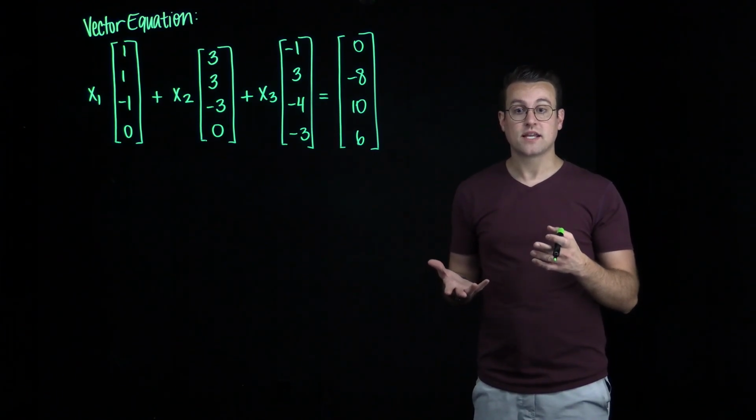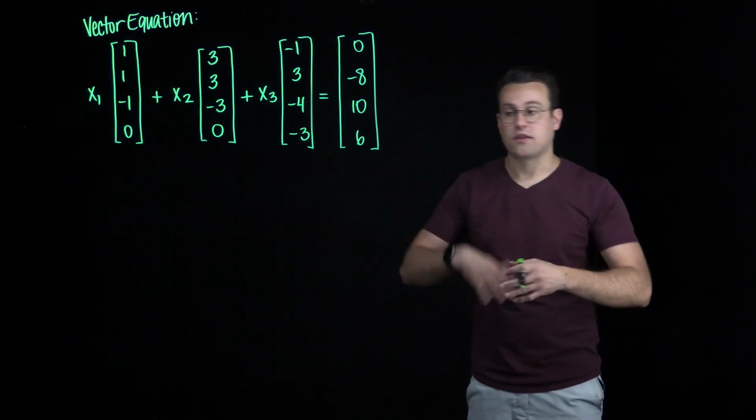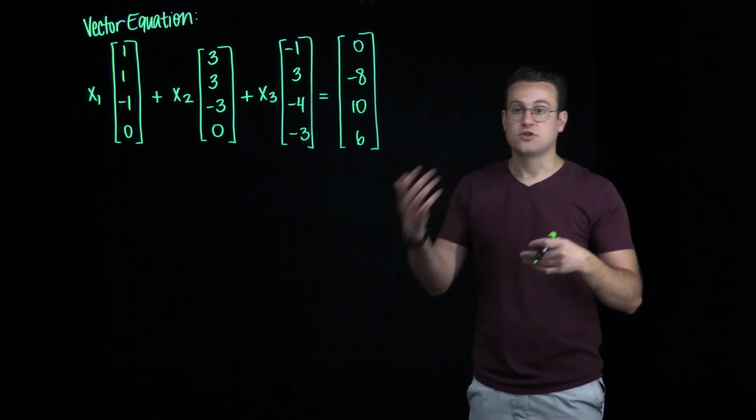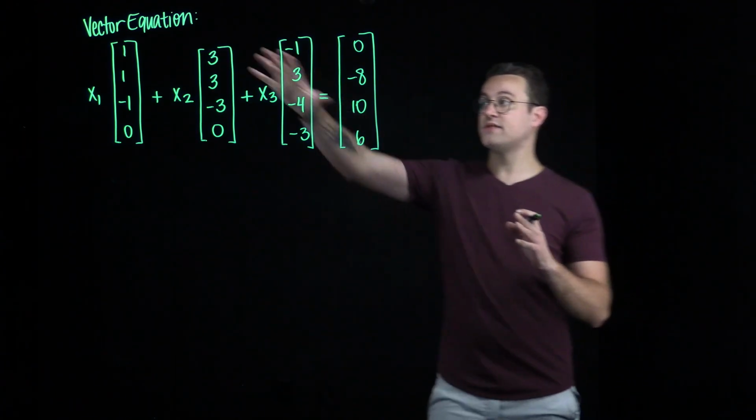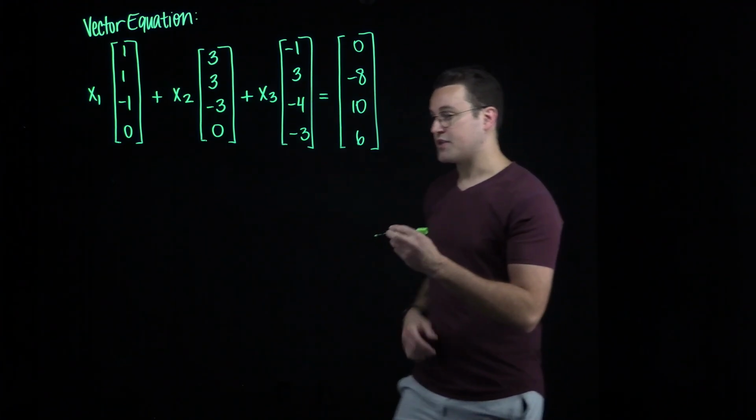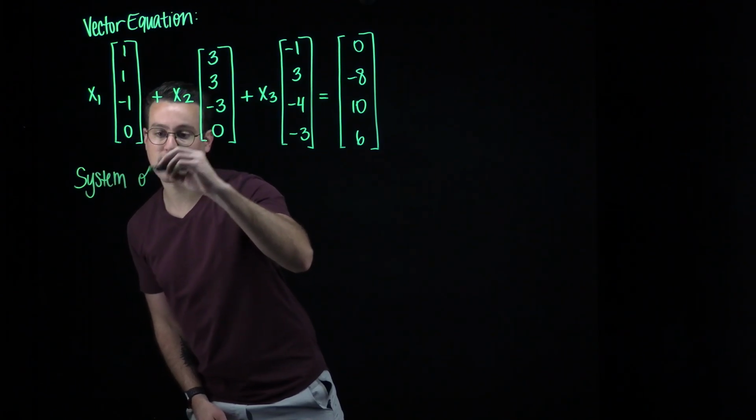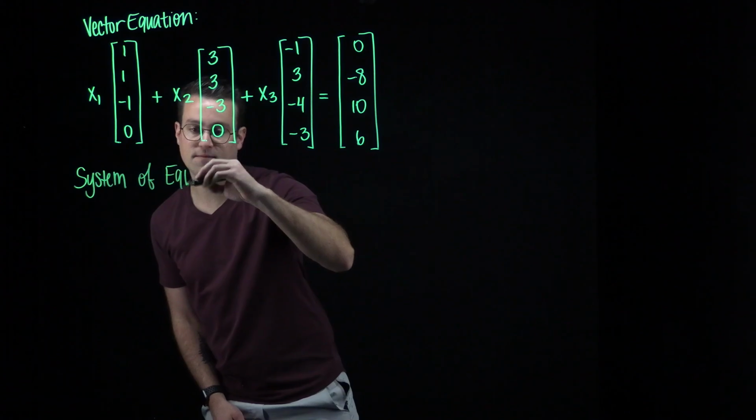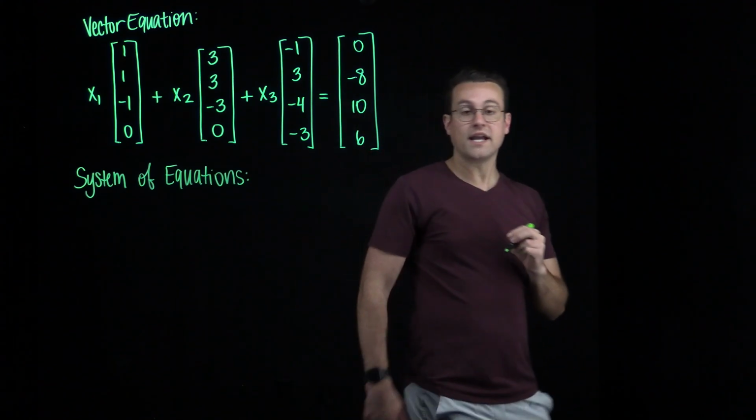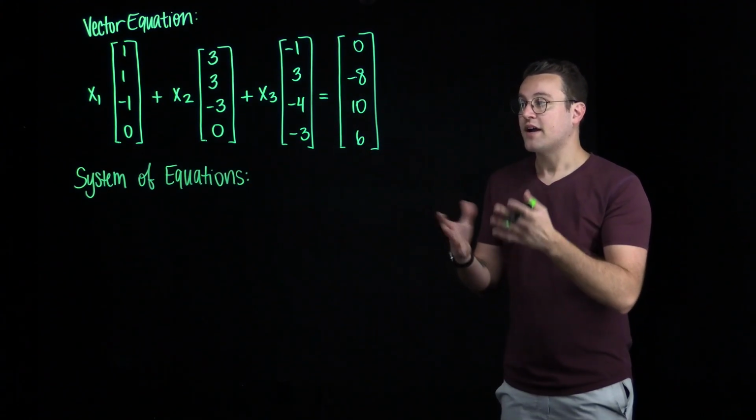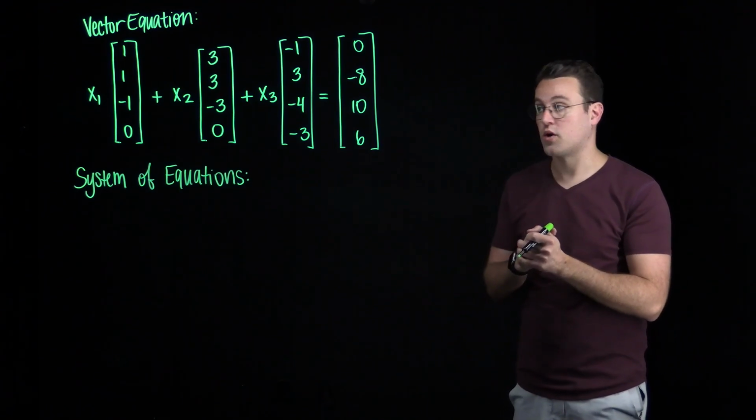Now, another way of denoting this is by writing this as a system of equations. That might be more what you're accustomed to, like 3x plus 5y equals 7, 2x plus 4y equals 8, something like that. So what we want to do is turn this vector equation into a system of equations. So that's our goal here in the first part, system of equations.